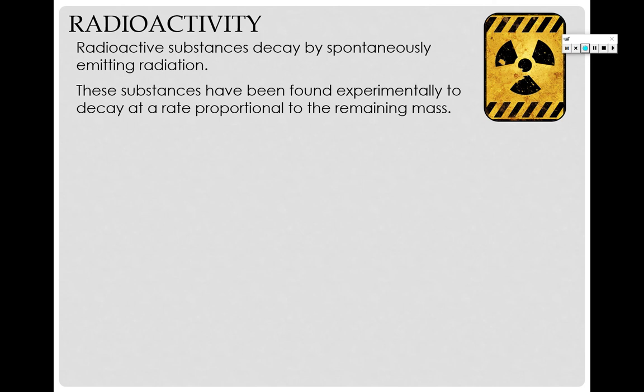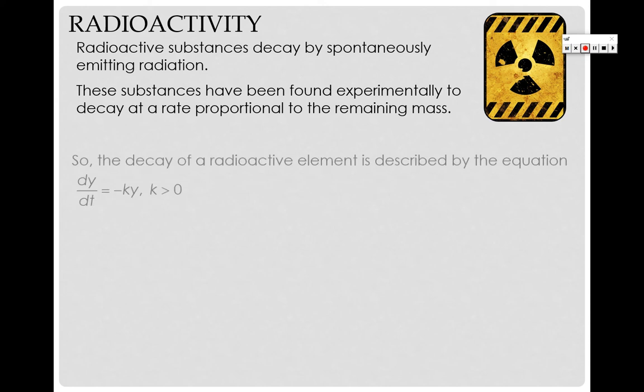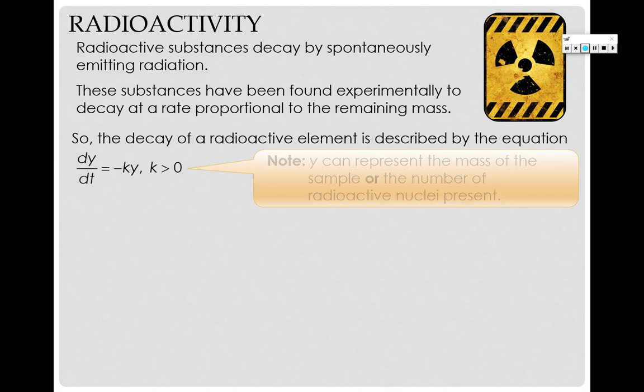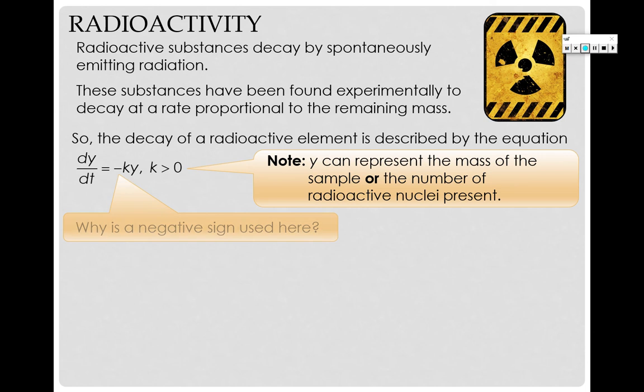If you've got 1,000 grams of something, and some of it decays, less is going to decay for somebody who's got 1,000 than somebody who's got 2,000. Yeah, because it's all about how many of these atoms are going to decay. So the decay of a radioactive element is the exact same as we've been talking about, except it's going to have a negative K in there instead. Y can represent the mass of the sample or the number of radioactive nuclei present. This particular equation works for mass or for how many actual atoms you have.